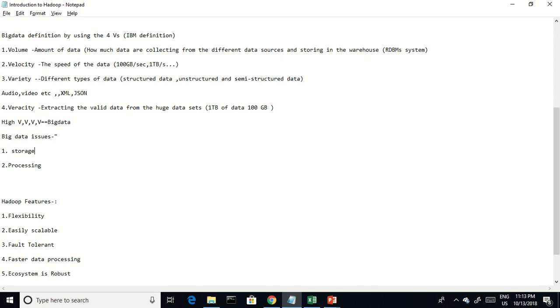And processing wise also, it is very difficult to process a huge amount of data in a single system and provide meaningful business information or any analytics on the big data. So I want to compare with the traditional system how Hadoop came into the picture, and it solved both issues, the storage issue as well as the processing issue. It has been mitigated by Hadoop technology.